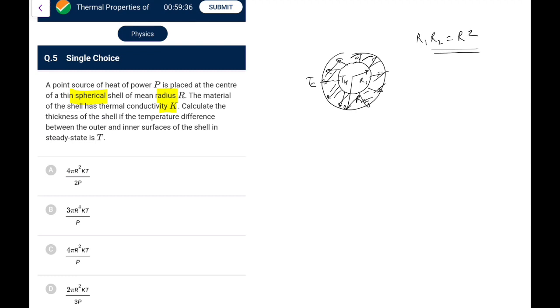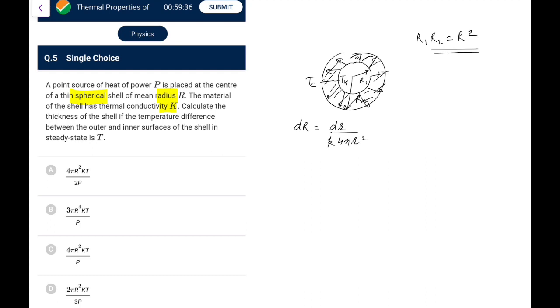Heat will flow like this. So we will take small thin spherical shells, all will be in series. For a small thick shell, taking it at R with thickness dr, the resistance we usually write as L upon KA. So L means dr upon K, and A means 4 pi R square.